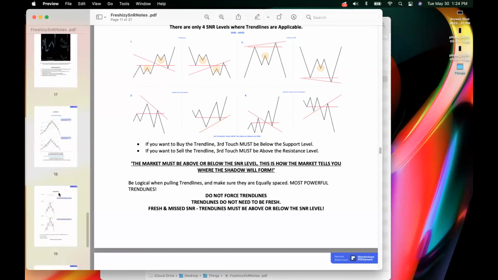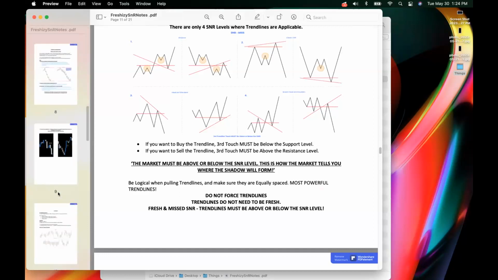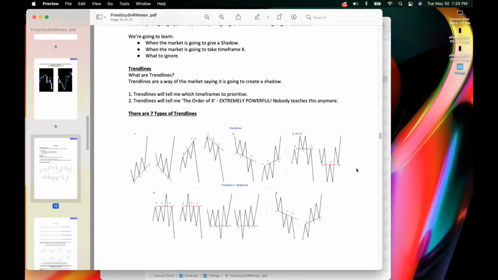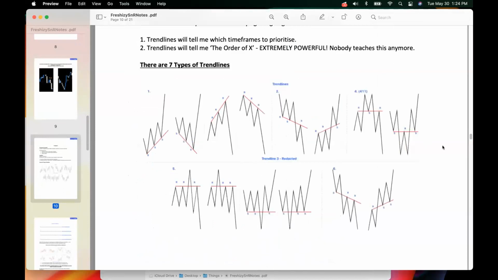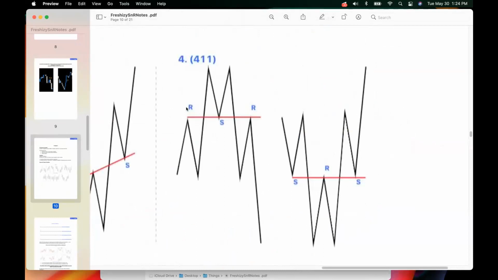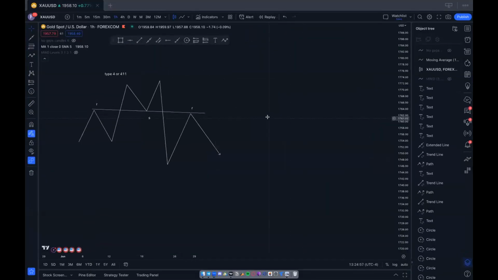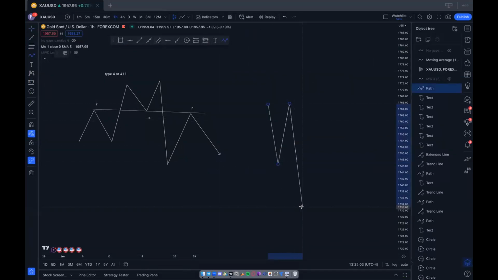It's funny, my mentor had the same issue with this. Let me go back to right here. So we went over the sell side. This is resistance, support, resistance, support, resistance, support. All right, sorry about that.